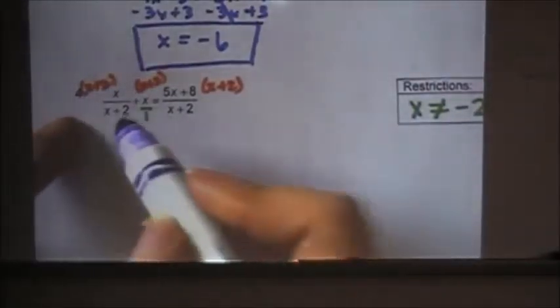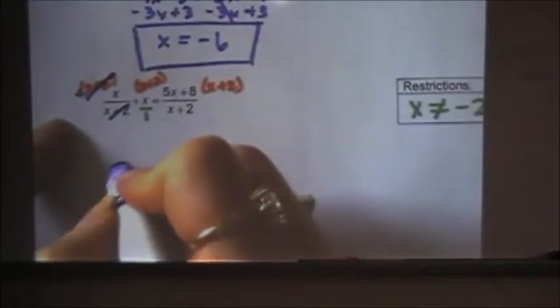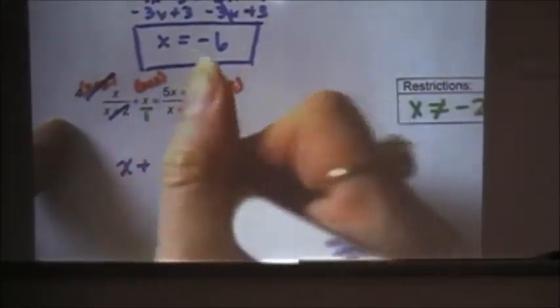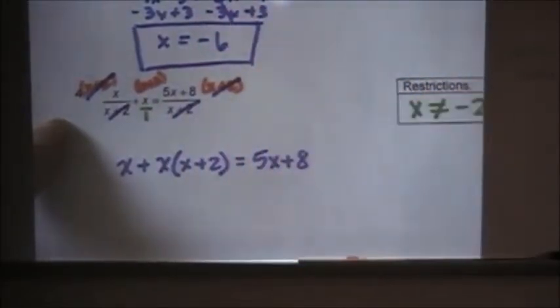When I do that, in my first term, the x plus 2's cancel each other out, and I'm left with just x. In the middle term, there is nothing that cancels, so I have the original x times the x plus 2. And in the last term, my x plus 2's cancel out, and I have just 5x plus 8. Let's distribute to simplify this.